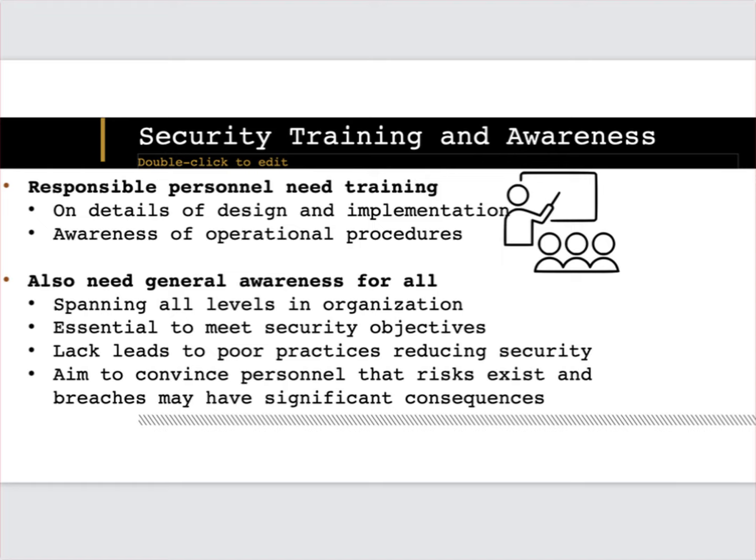So these are some of the security training and awareness objectives which must be implemented, because the aim is to convince personnel that risk exists and that a breach may have a significant consequence for the organization, in order to create that awareness.